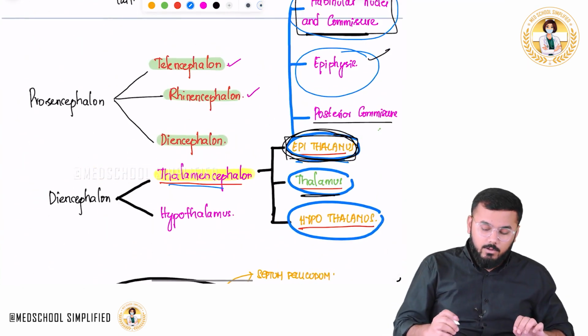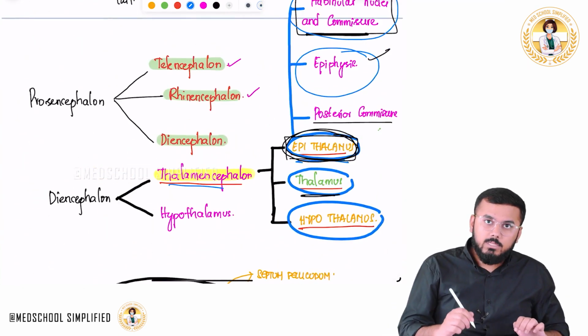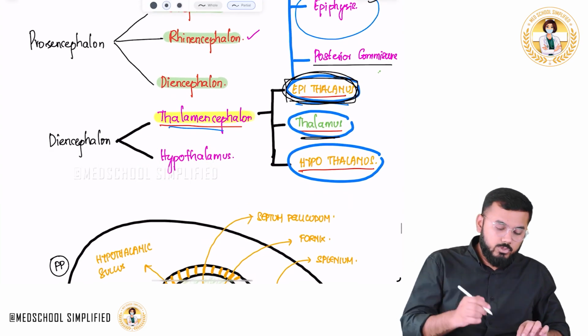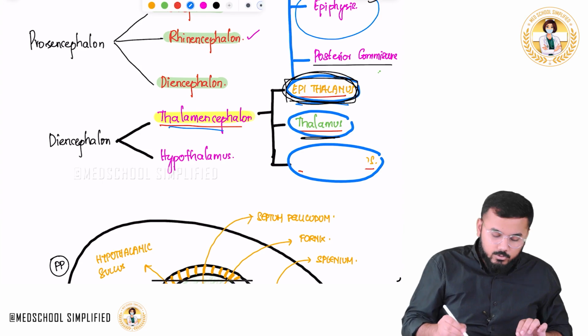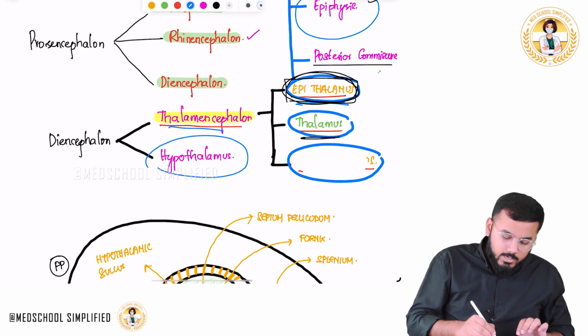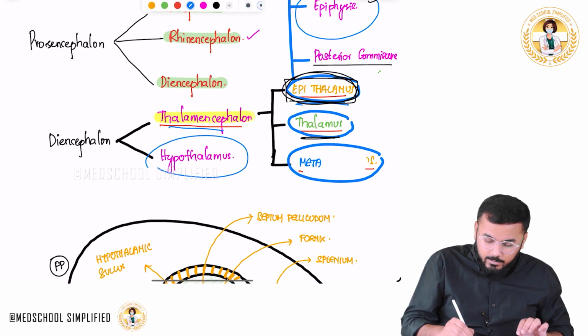What are we discussing right now? We are discussing the thalamus. Now in the thalamus we found two structures over here, and by the way, just let me rub this out. This is not hypothalamus over here. Hypothalamus is already written over here. This is your metathalamus.